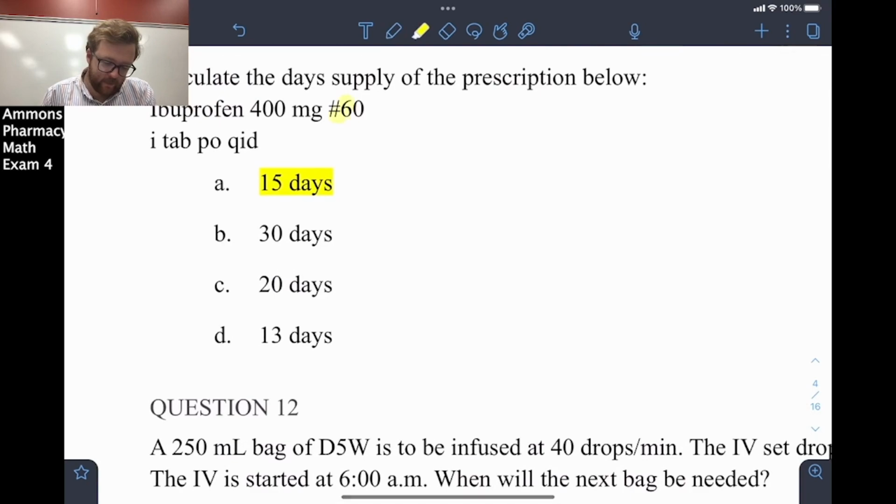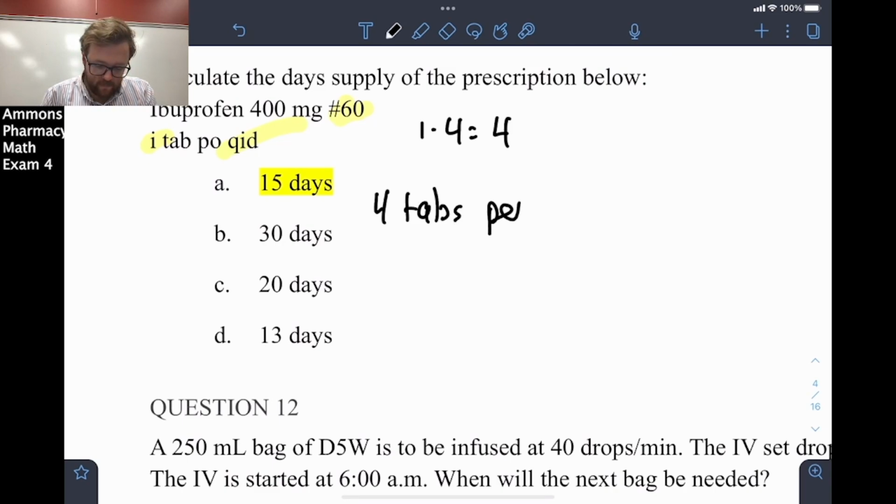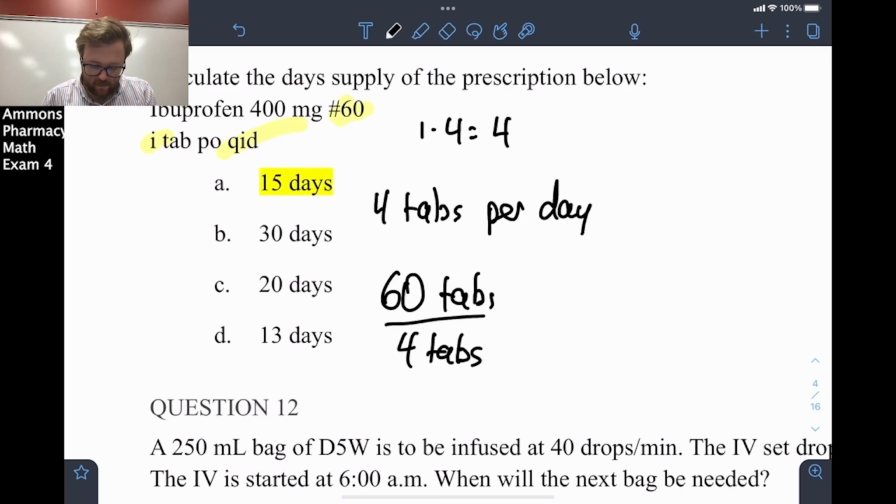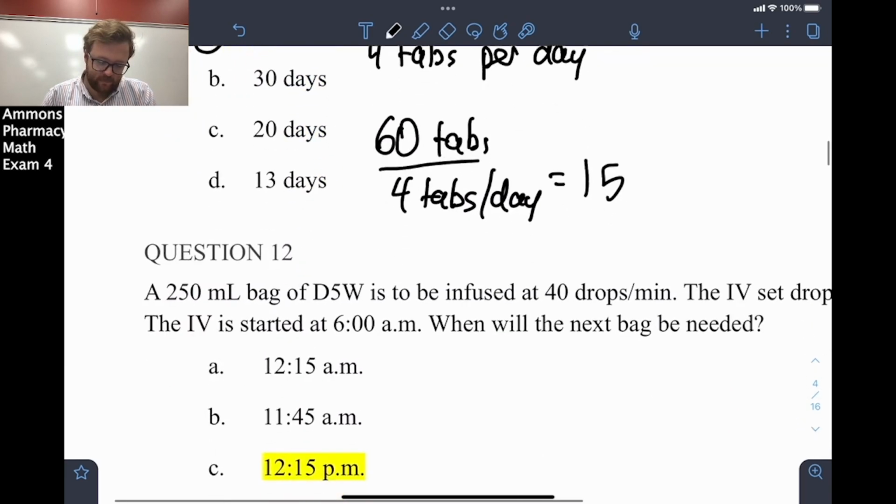Day supply, we're giving him 60. He takes 1 4 times a day. So if he takes 1 4 times a day, 1 times 4 is 4. He takes 4 tablets a day. And we're only giving him 60. So 60 divided by 4 is 15. Perfect. Didn't screw that one up.